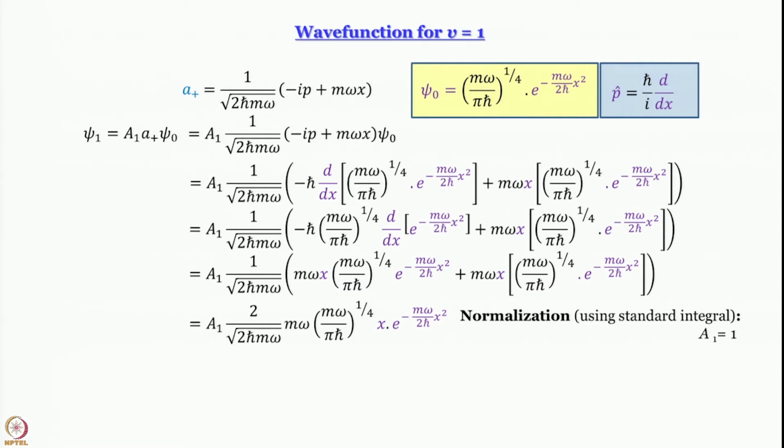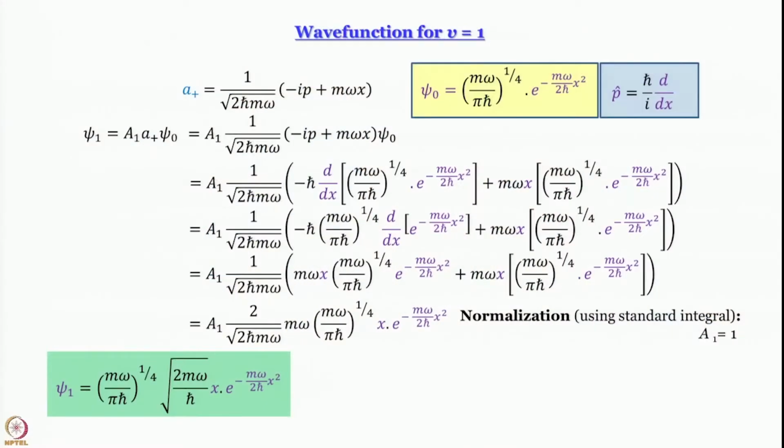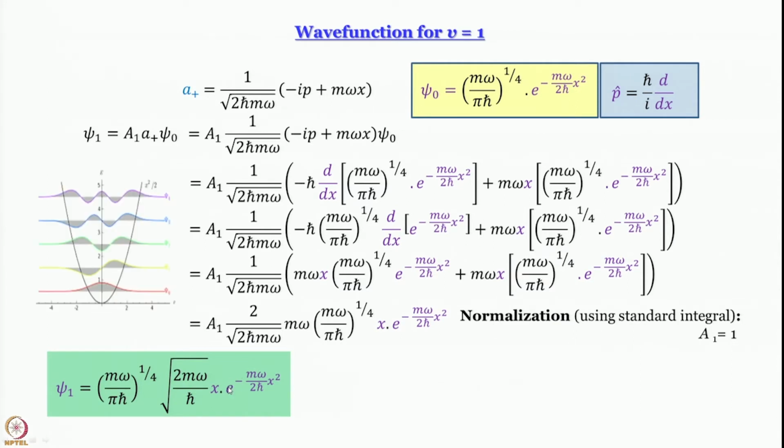While normalizing, you are going to use a standard integral. Since we have talked about standard integrals already, I am not going through it once again. In any case, you need to look at a compendium to solve it. I am just telling you that when you use the standard integral, a1 turns out to be 1. So, this is what you get, psi 1 is this. Okay. So, essentially this is the wave function we have got.